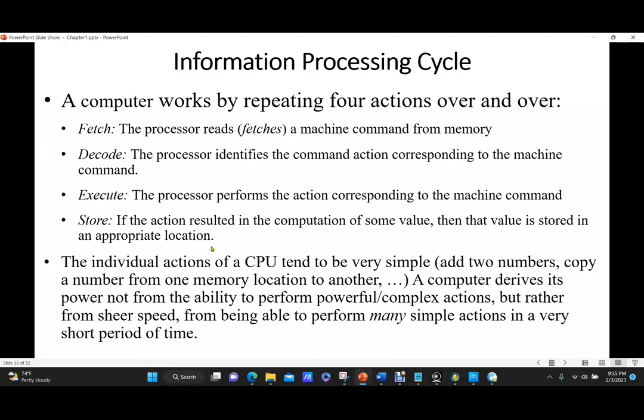The actions, commands, are simple. Add two numbers, copy a number from one place to another. Computers derive their power by doing lots of things really, really fast. Lots of simple things in a very short period of time.